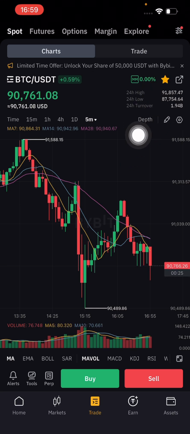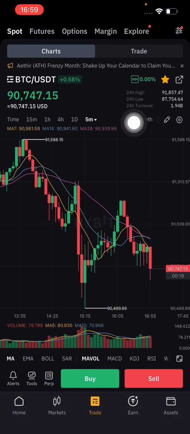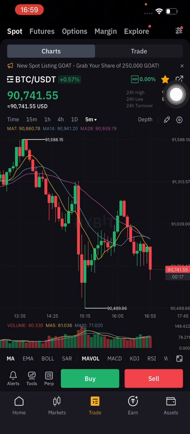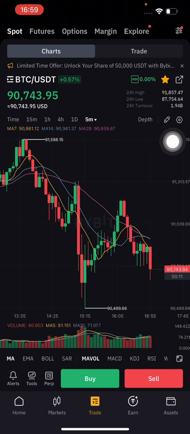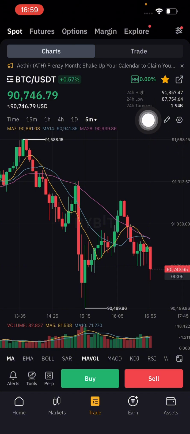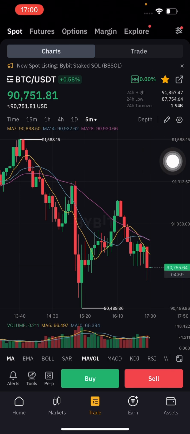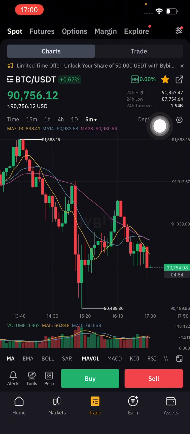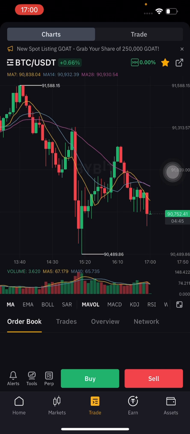This 24-hour high is the highest price that BTC has reached within 24 hours. In the last 24 hours, I mean. It means in the last 24 hours, the highest price that BTC has reached is $91,857.47, and the lowest price that it has reached in the last 24 hours is $87,754.64. Okay, guys, and now this turnover is the amount of BTC that is being traded within 24 hours. Like within the last 24 hours, 1.94 Bitcoin has been traded. Okay, guys, so that's that.